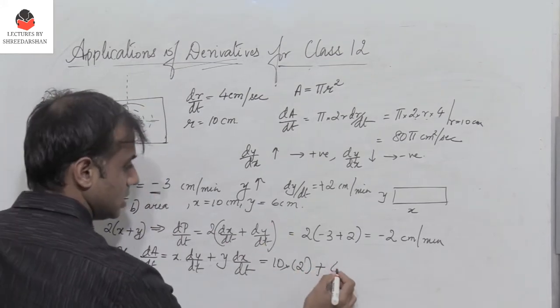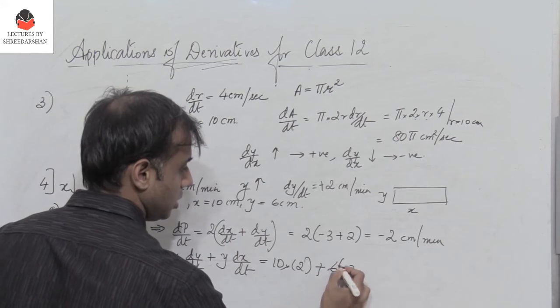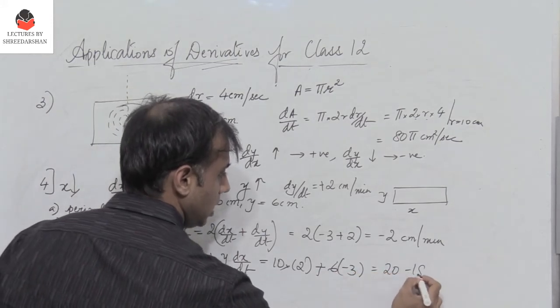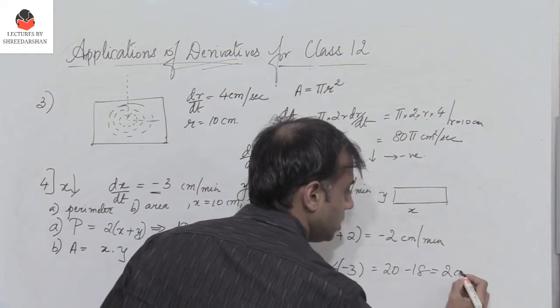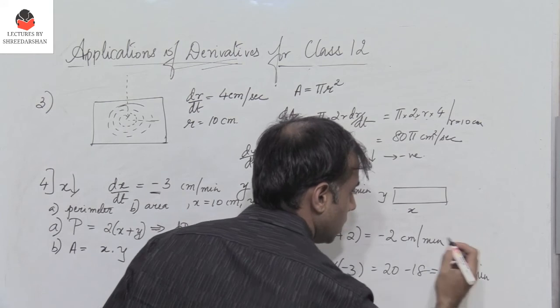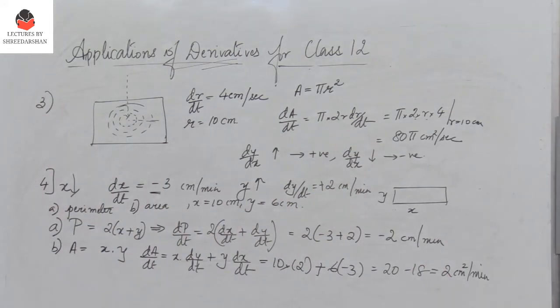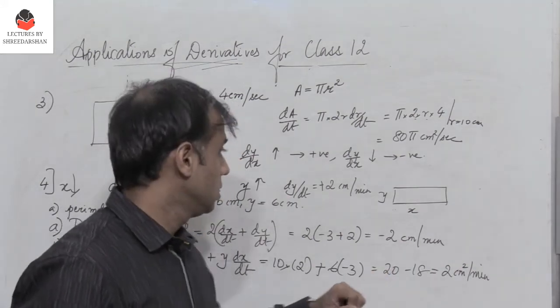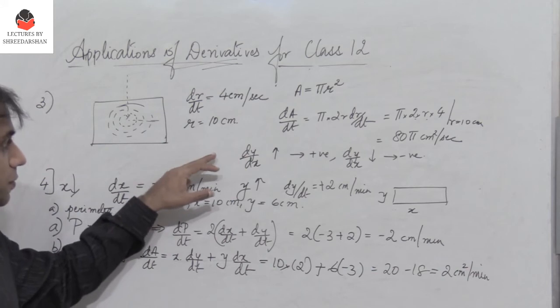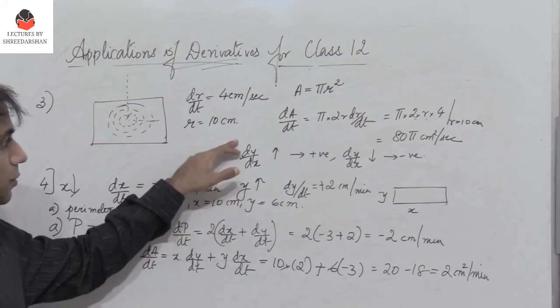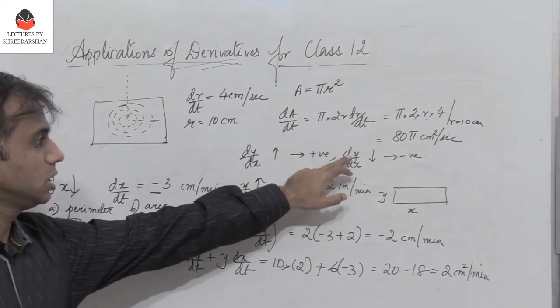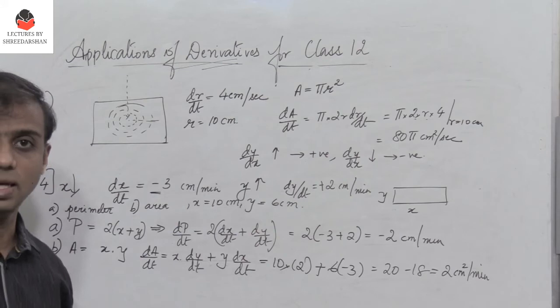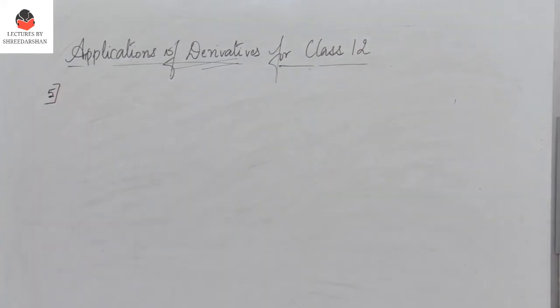Plus, what is y? Y is 6. And what is dx by dt? Minus 3. So we get 20 minus 18. Alright, so we get 2 centimeter square per minute. So in effect, what happens? The area is actually increasing at the rate of 2 centimeters square per minute. Okay, so we have to keep this in mind, that if the differential is increasing, it is positive. If the differential dy by dx is decreasing, then it is negative. So examples 5 and 6 are very easy.